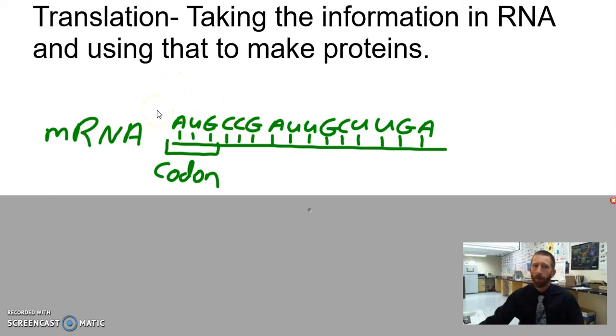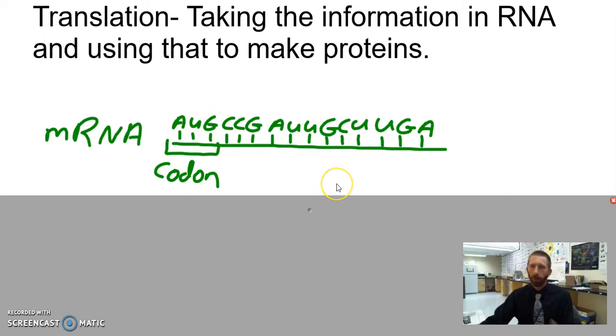One cool thing about mRNA is that it's separated into groups of 3, or we like to think of it that way. It's not physically separated, the bases are evenly spaced in reality. But we like to think about it as being separated into groups of 3 bases, and those groups of 3 bases are called codons. So here, AUG. This is one codon.